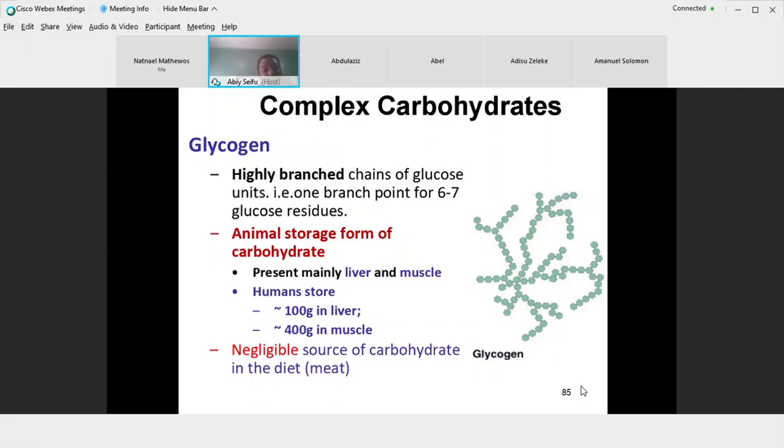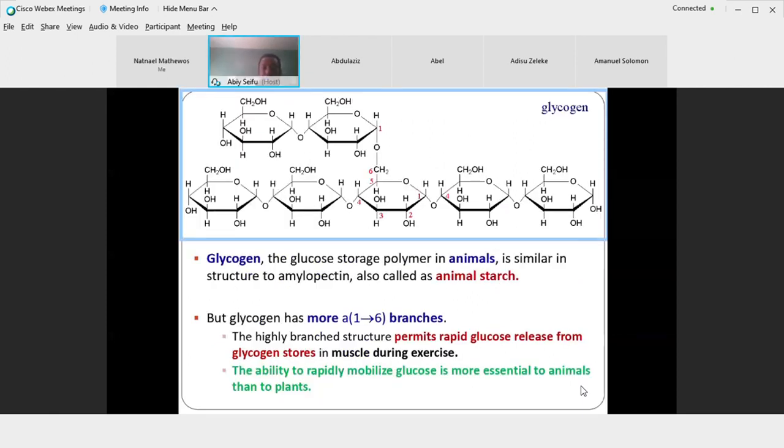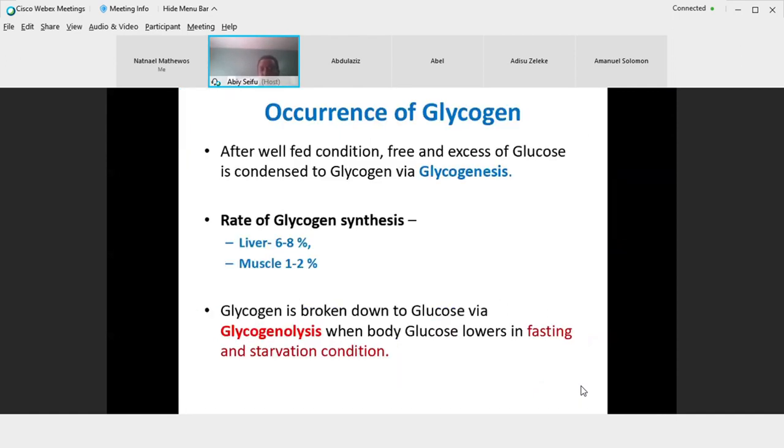And it is the animal storage form of carbohydrates, which is stored in our liver and skeletal muscles. A non-veg diet is a source of dietary glycogen, as you know. And glycogen is more branched than amylopectin of starch. More branches permit enzymes to break it easily when glucose is used by our cells, especially in between meals and early fasting stage.